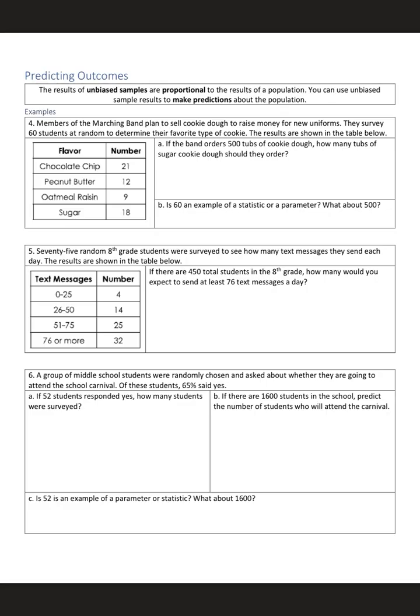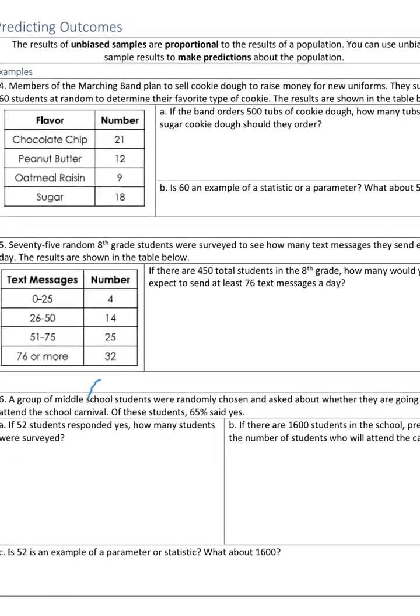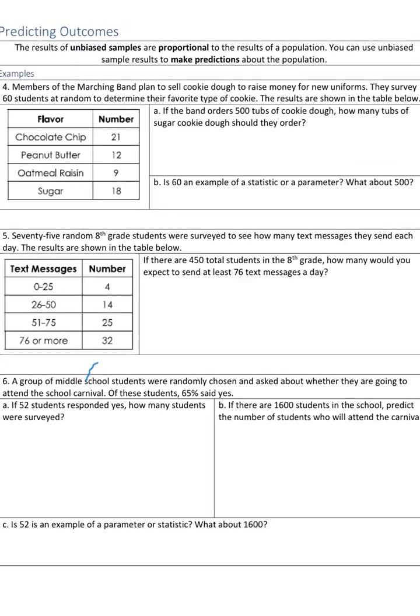All right, so let's move on to something a little newer. So this is what we're going to use for predicting outcomes. So you had a couple questions about this in your other notes, and you probably were not able to answer them completely. So predicting outcomes is using the population and statistic or sample numbers to predict what's going to happen next. So members of the marching band plan to sell cookie dough to raise money for new uniforms. They survey 60 students at random to determine their favorite type of cookie. The results are shown in the table below. So they order 500 tubs of cookie dough. How many tubs of sugar cookie dough should they order?